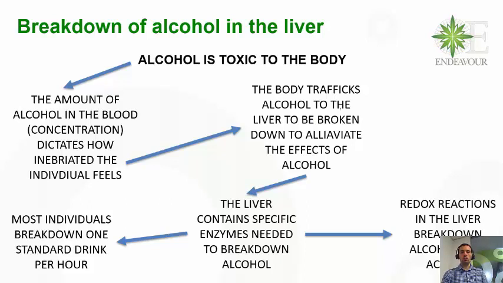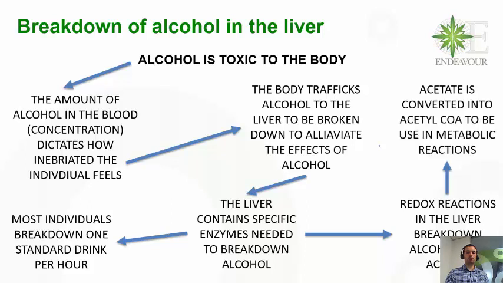And as we know, we've got these redox reactions in the liver that are able to convert specifically ethanol into acetate. So remember, ethanol is the alcohol-containing compound. And once we've got that acetate, which is our end product of the alcohol breakdown reactions, that acetate can then be converted into acetyl-CoA, which can be used in a variety of metabolic processes which are useful.